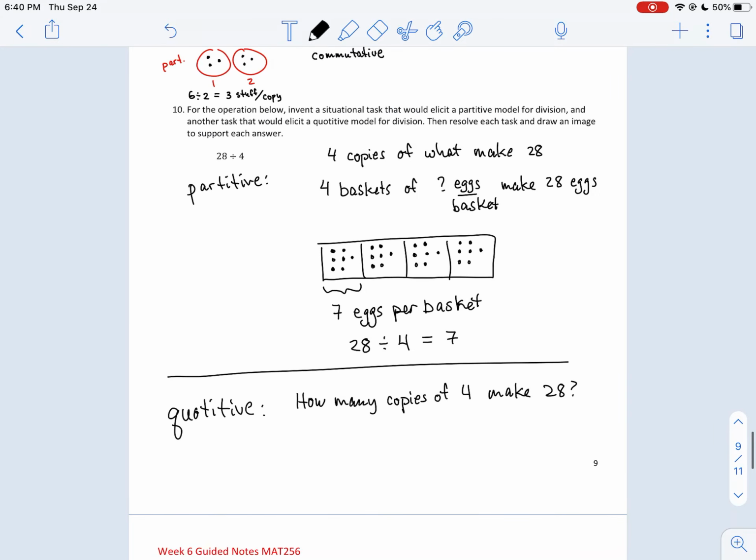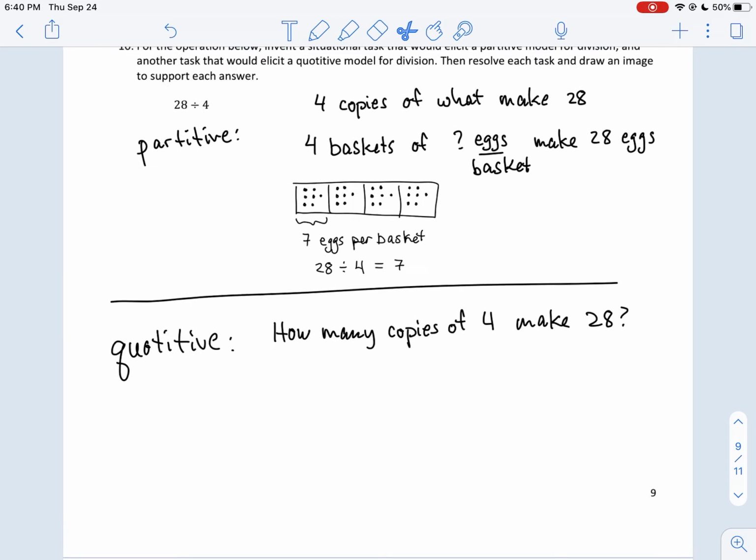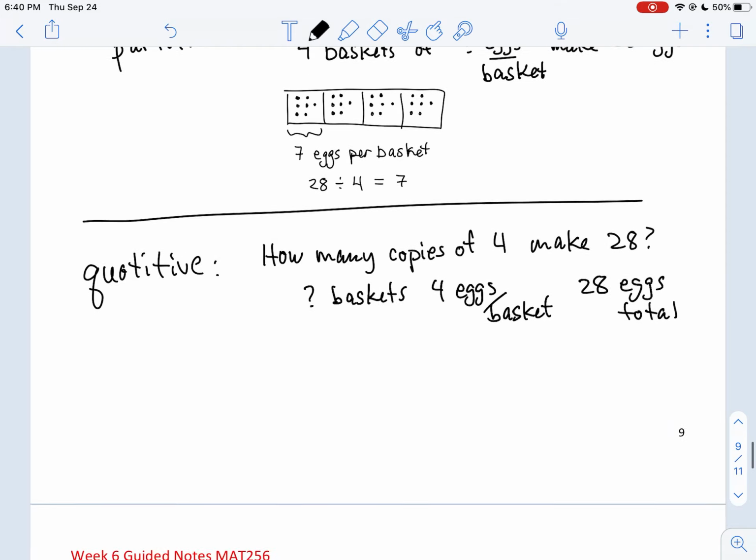Okay. Oops, I'm going to run out of space a little bit. Let me shrink some of this down so I can raise that up and give myself a little bit more space. Okay. So if we invented a context here, then this would be like, okay, we don't know how many baskets there are, but we do know that there's 4 eggs per basket, and we know that there's 28 eggs total. So this would be a good situation where we would have to do division, and this time we would be making baskets of 4 eggs per basket and counting baskets.